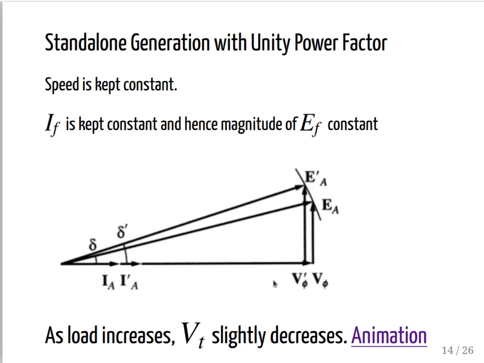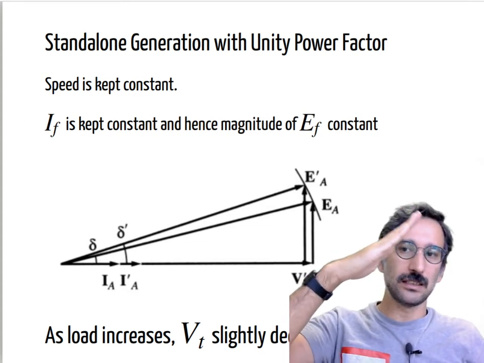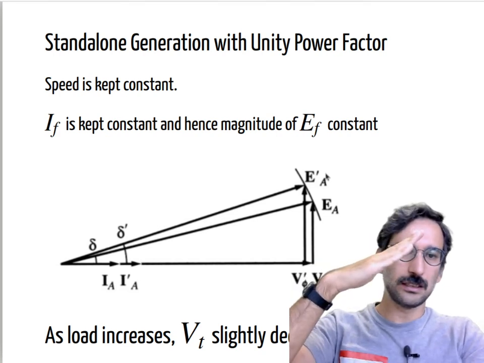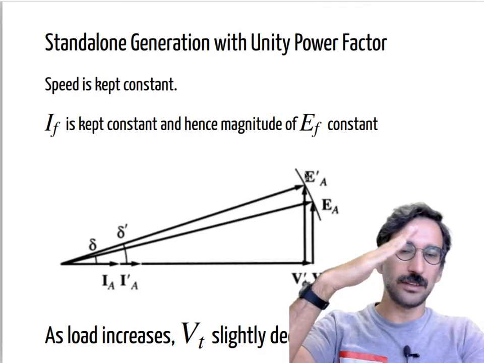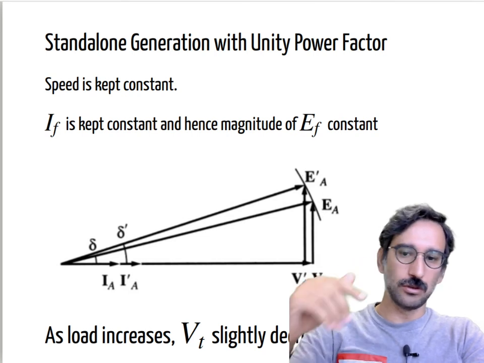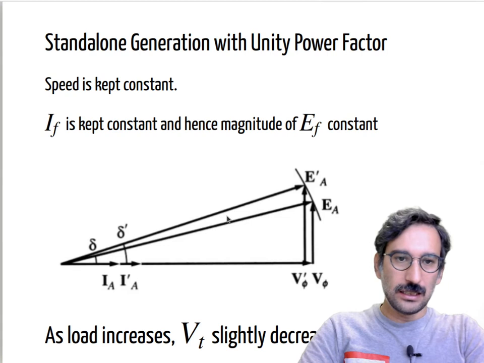But the thing is, if I keep IF constant, EF will be constant. I am not controlling the load angle yet, but I know the field current is proportional with EF, so it will stay constant. So the only place that phasor can move is just on a circle. That is the circle that EF is moving up and down on. So in this case, EA can move in the constant direction.